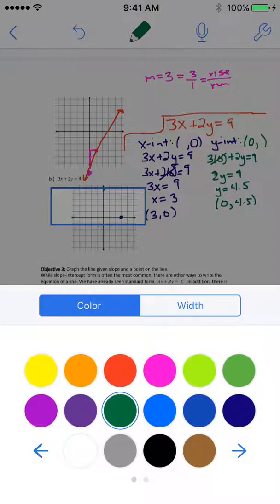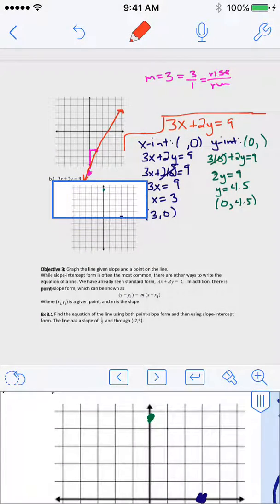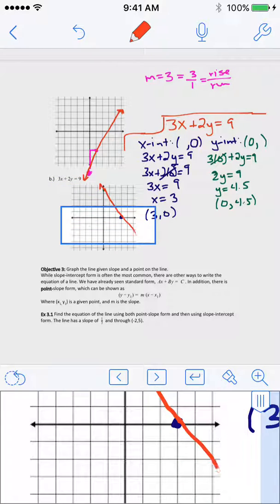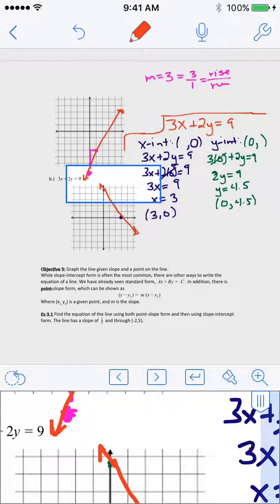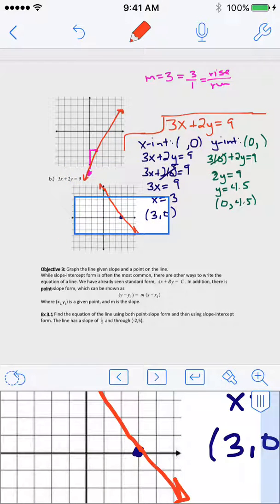And any two dots make a line. So let's connect those two. Whoops, let's do it a little better. Let's connect those two dots. I'm going to extend it the whole length of the graph. And I have my line for the equation. Alright, that's the first way.